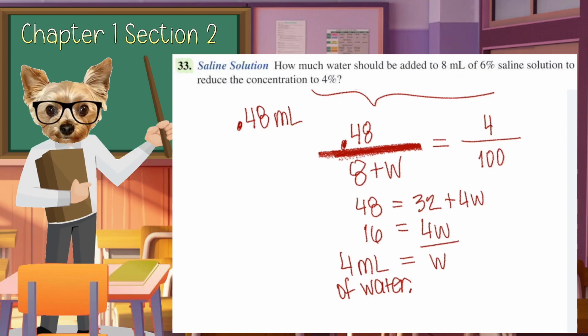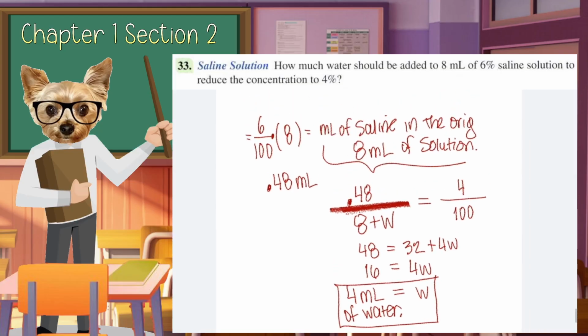So if you don't believe me, you could take 4 milliliters of water, go back to the original situation. I said we had 48 milliliters of saline out of 8 milliliters of solution. So now it's 0.48. I think I said 48. I meant 0.48 milliliters of saline over, now I had 8 milliliters of solution, now I have 12 milliliters of solution. What concentration is that now? Go ahead and check in your calculator if you don't believe me, okay?